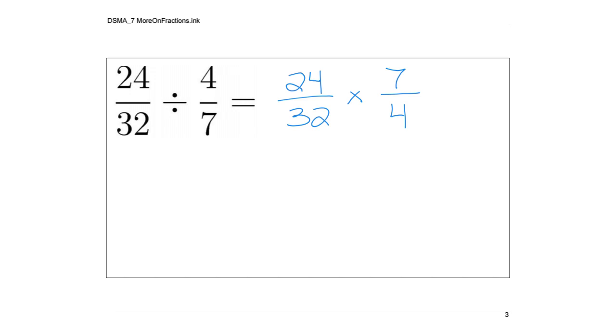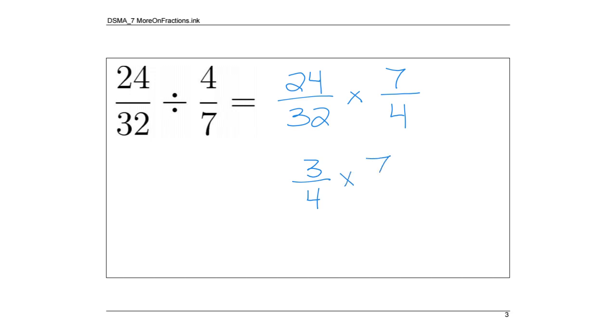At this point, we could start to clean things up. I'm going to go ahead and jump ahead because I'm going to show you in a minute how to just put this in your calculator. Let's see, 8 goes into 24, and it also goes into 32. So let's go ahead and do that. So 8 goes into 24 3 times. 8 goes into 32 4 times.